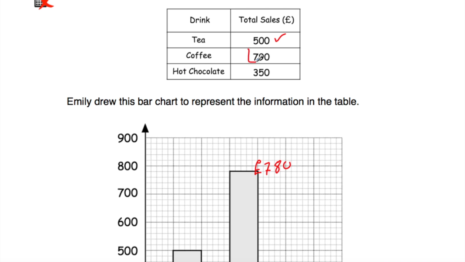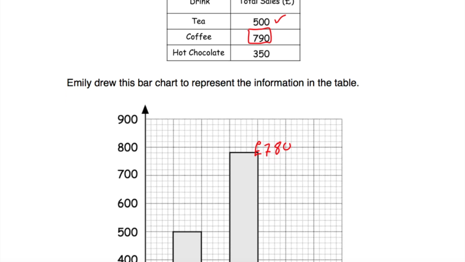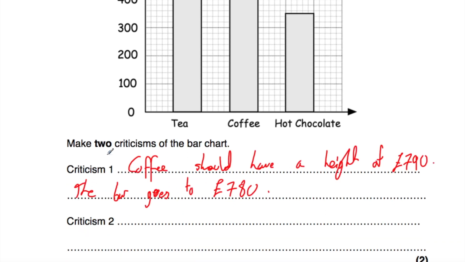But if we look at the table, it was meant to be 790, not 780. What she's probably done is gone to 800 and just gone down one box, assuming that's £10, but it's actually £20 she's gone down by, because each of the little boxes is £20. That's £780. So that's one mistake. Let's explain that. Okay, so that's the first criticism. The coffee should have a height of £790, but the bar only goes to £780.